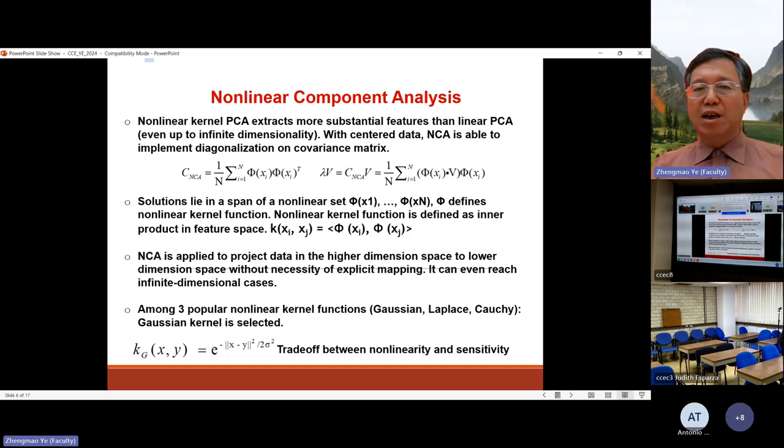Now, NCA has been applied to project data in the high dimensional space to a lower dimensional space without the necessity of explicit mapping. It can even reach infinite dimension, of course. Now we have three popular nonlinear kernel functions: Gaussian, Laplace, and Cauchy. Here, the Gaussian kernel is selected because its parameters provide a trade-off between nonlinearity and sensitivity.